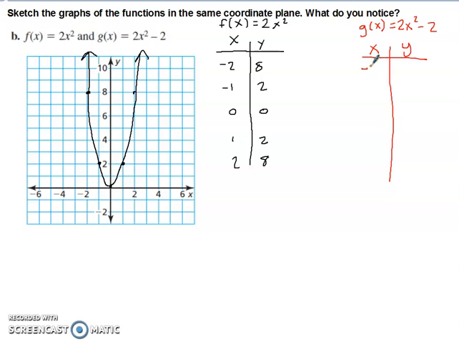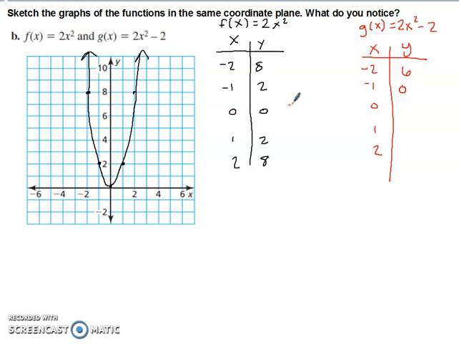For my x values, I'm going to use the same values as before. I have my f of x function, 2x squared, but I'm taking 2 away from that value. So when I put in a negative 2, my 2x squared is 8, but then I subtract 2 from that and get 6. When I put in a negative 1 to my 2x squared, I get 2. So this 2x squared is 2, but then I take away 2 and get 0.